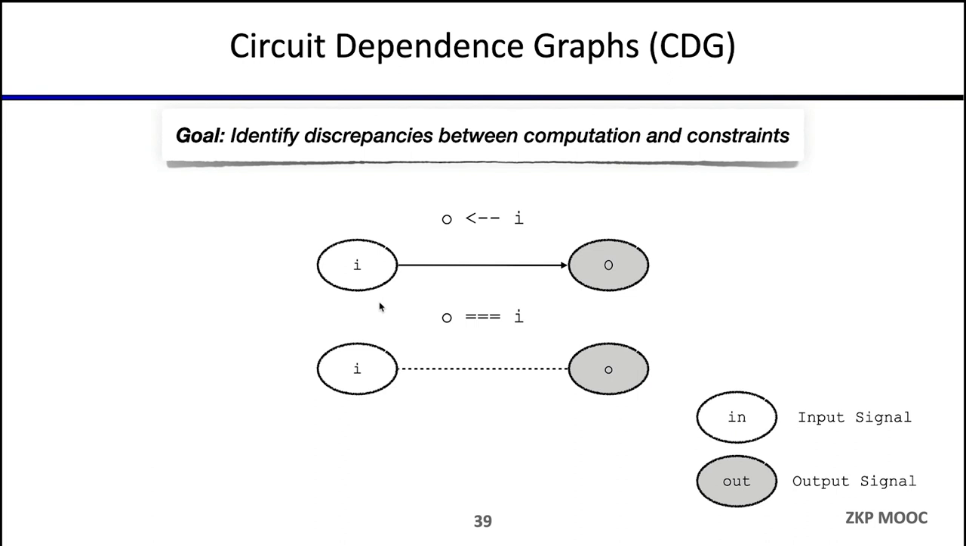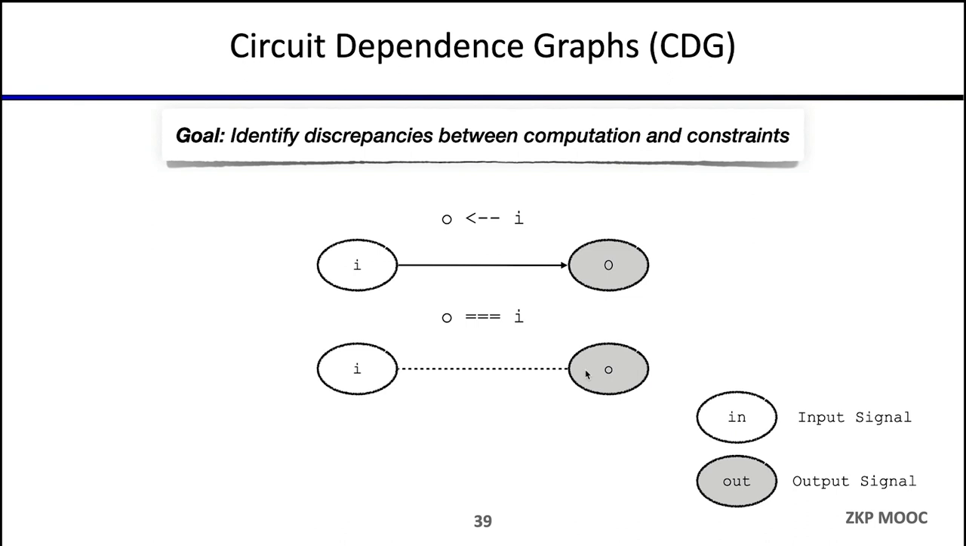Similarly, we also introduce the second type of edges called constraint edges. The constraint edge is represented as a dashed line, and the edge is undirected, in the sense that if you have a constraint system that establishes a relation between signals O and I, we are going to put a constraint edge to connect those two signals together.